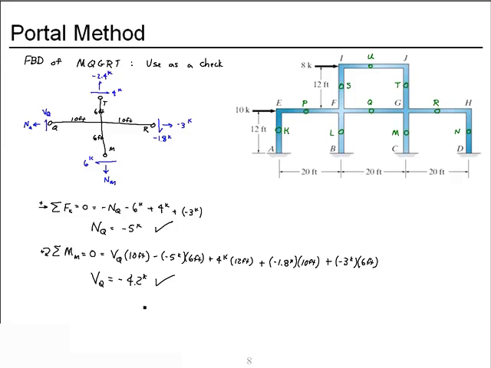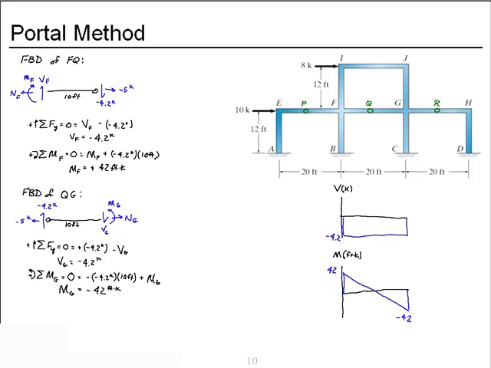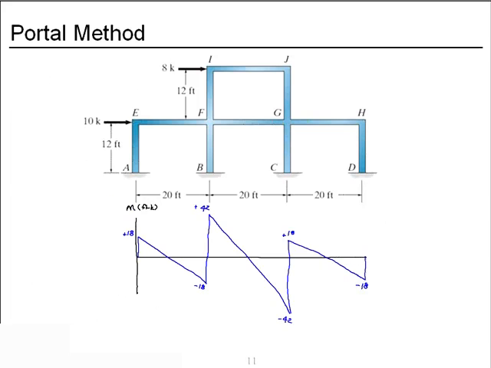So then we continued to find the internal loadings at the ends of the beam segments. We started at E and then moved to F, and we observed that because of the geometry of this rigid frame, GRH will be identical. We then moved to the interior beam, FQG, found the internal loadings at F and at G, and constructed our moment diagram for the girder. Well done.